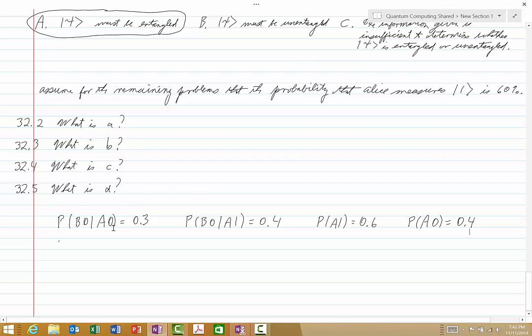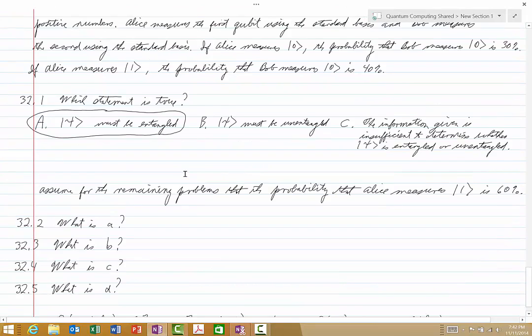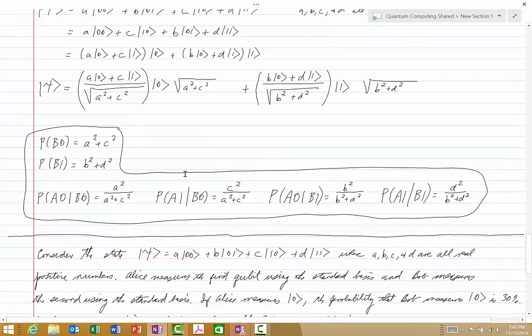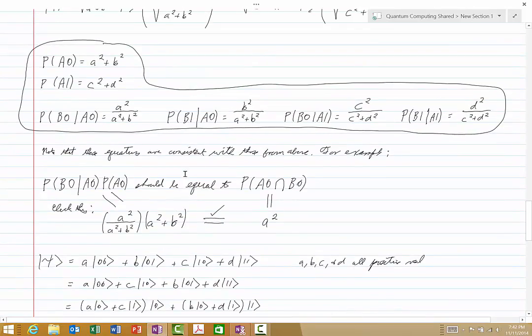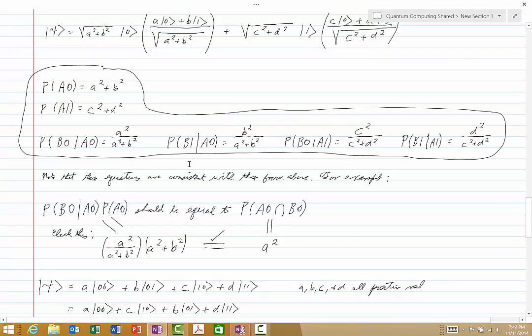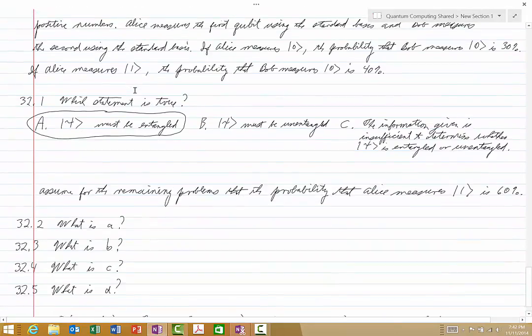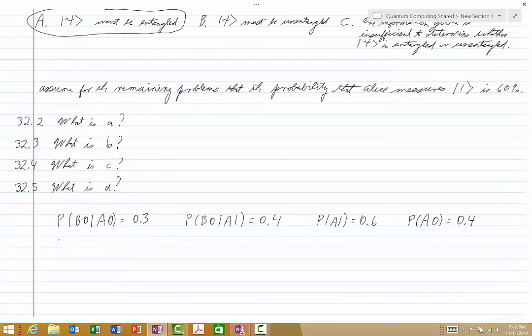Okay, now equipped with these four equations, we will now try to find A, B, C, and D. And it actually will be quite easy if we go to this set of equations that we've circled right here. P of A0 is A squared plus B squared. And down here we have P of A0 equals 0.4. So A squared plus B squared is equal to 0.4.